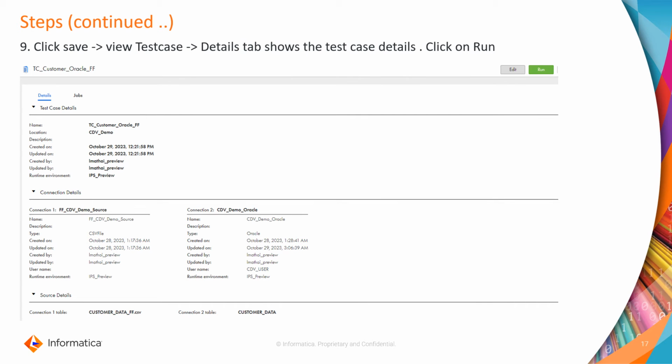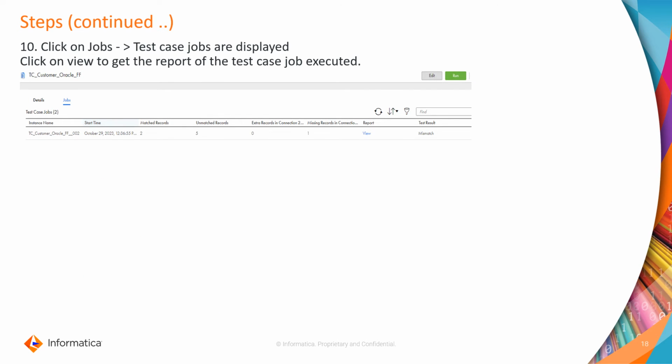You can click save, and then you can save and then run also. And when you run, you get your details like this. You have the test case, which is the location, the timestamps, who created it, what's the runtime, what's the connection 1 detail, what's the connection 2 detail, what are the connection 1 object and connection 2 objects. On the jobs tab, you can see the execution of the job or the test case, when it was started, when it ended, what are the matched records, what are the unmatched records, etc.